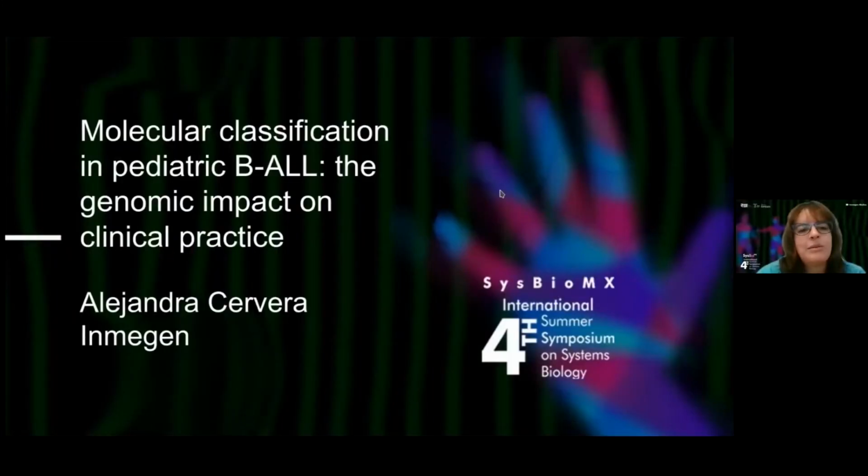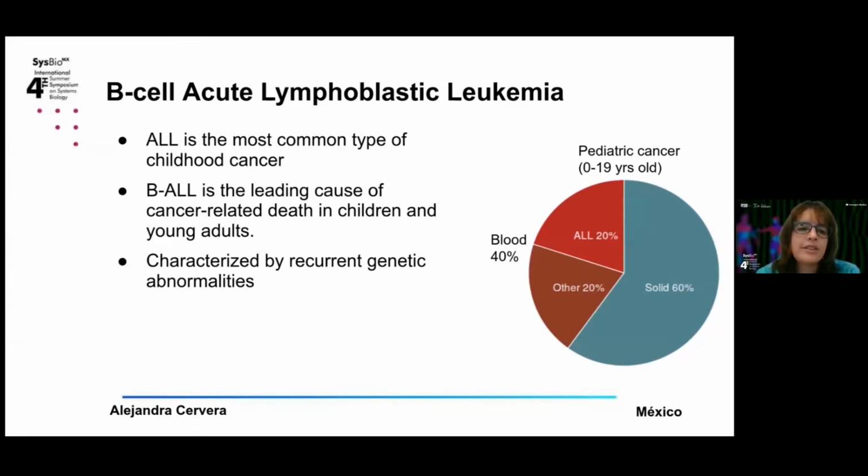Hi, good afternoon, everybody. First, I want to thank the organizing committee for inviting me to talk to you about the project I've been working on with the Genomics Diagnostic Lab here in ITMEGEN, which is molecular classification in pediatric B-cell acute lymphoblastic leukemia. First, as an introduction, acute lymphoblastic leukemia is the most common type of childhood cancer.